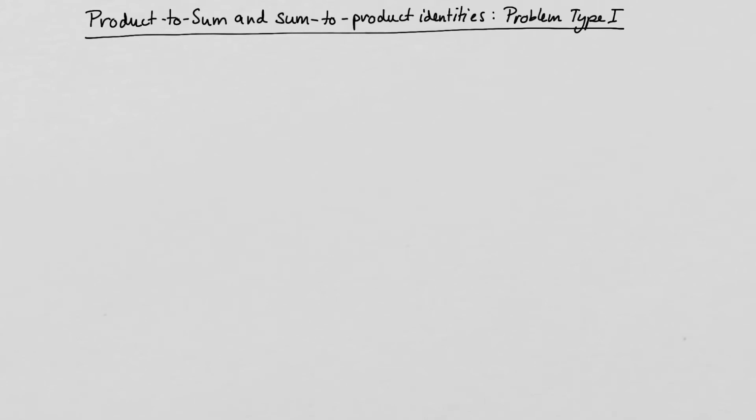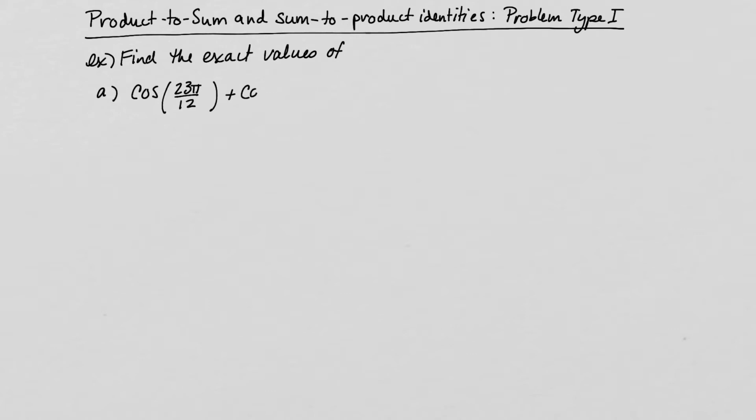So in this video, we are going to look at trying to use the sum to product or the product to sum identities. So for example, find the exact values of A, the cosine of 23 pi over 12 plus the cosine of 5 pi over 12. So 23 pi over 12 and 5 pi over 12 are not two angles that are on the unit circle.